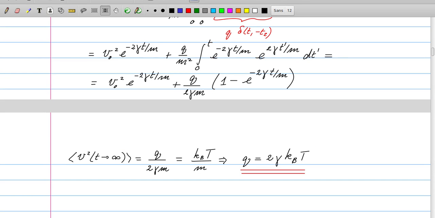So here I've written down that very same statement. It's q divided by 2 gamma m, that's the expectation value of v squared. But if the particle is in equilibrium in a liquid or in a gas, we know from the equipartition theorem that the velocity squared expectation value should be kBT over m. And therefore we find an expression for q in terms of the temperature and the friction coefficient. So q is 2 gamma kBT.